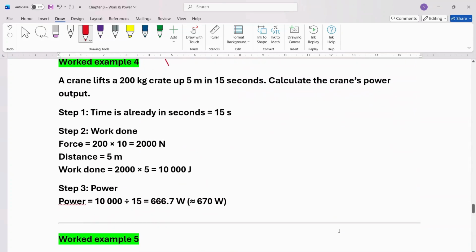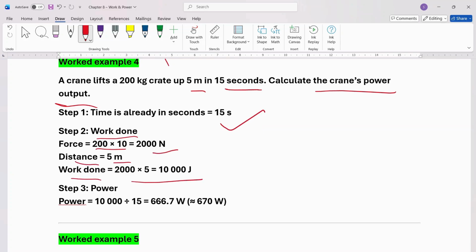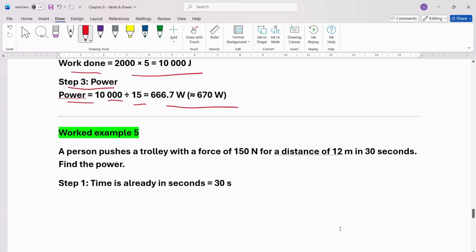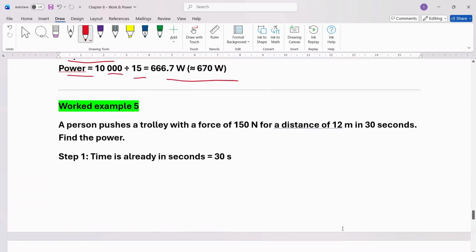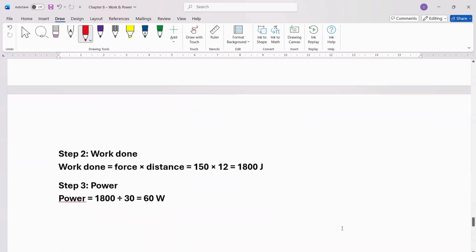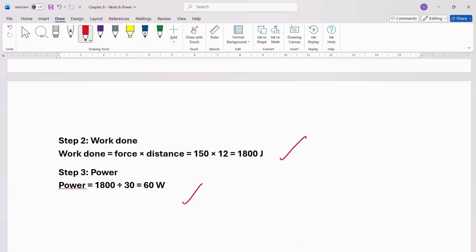Example number 4: a crane lifts a 200 kilogram crate up 5 meters in 15 seconds. Calculate the crane's power. First the time, then force 2000, then distance 5 meters, work done, we got 10,000 joules. Then power, 10,000 divided by 15, and we get the power, 670 watts. Similarly, example number 5: a person pushes a trolley with a force of 150 newtons for a distance of 12 meters in 30 seconds. We need to find the power. Time is given, work done we need to calculate, and the last step is to calculate the power.